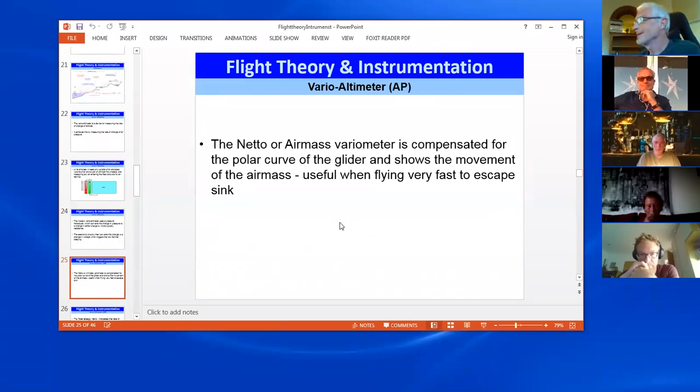They throw this in, and it's one of these things where at some point they just need to revise the syllabus and take it out. Nobody needs to know what a netto or air mass variometer is. So it might be relevant if you were a sailplane or something, or an aircraft. We're neither. So it's in there, it's a definition, read it, forget it, you'll be fine.